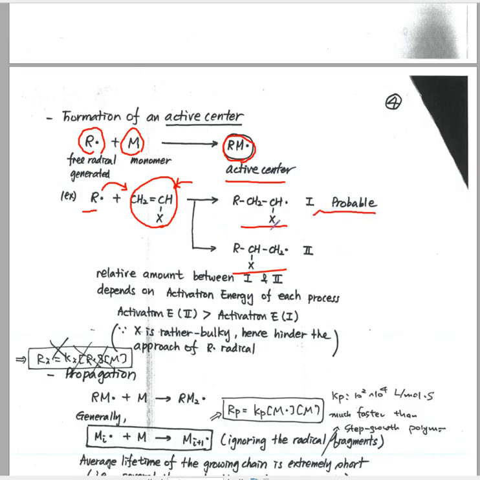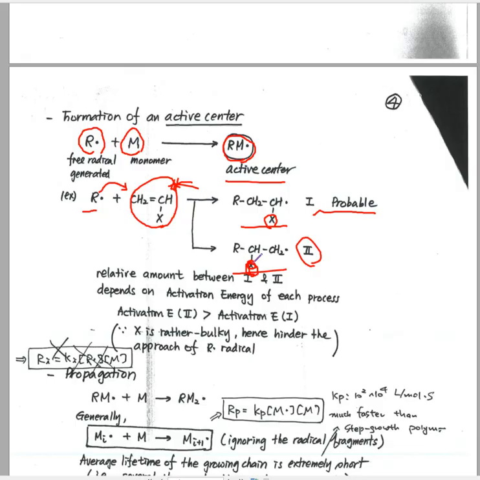The reason is that these X side groups are bulky, so because of the steric hindrance, reacting at this side is possible, but a relatively small amount of these radicals are formed, because of the high activation energy from this steric hindrance. All right, so this is the initiation process: formation of radical and formation of active center.